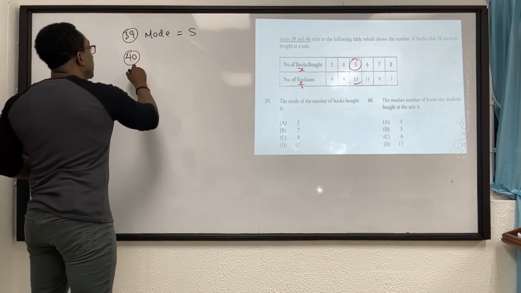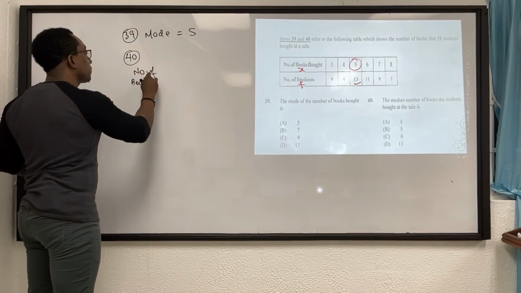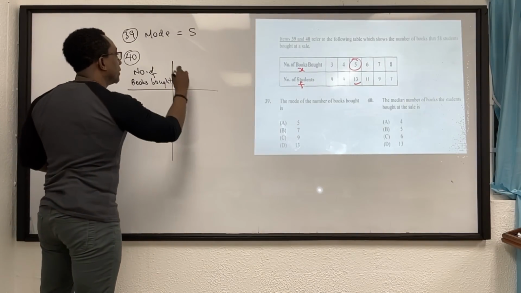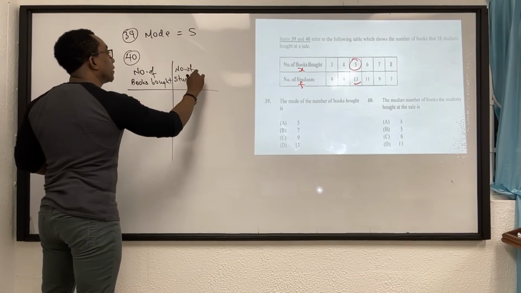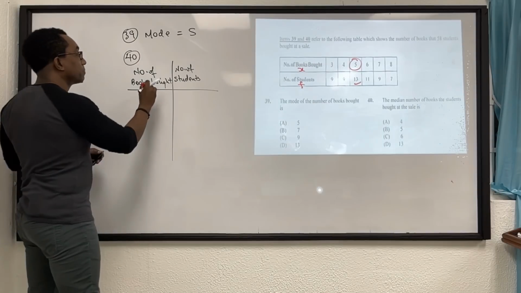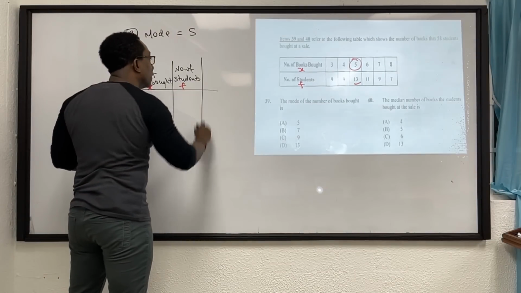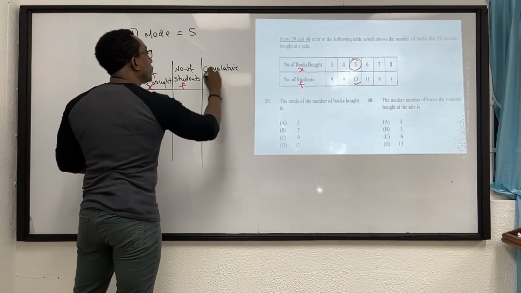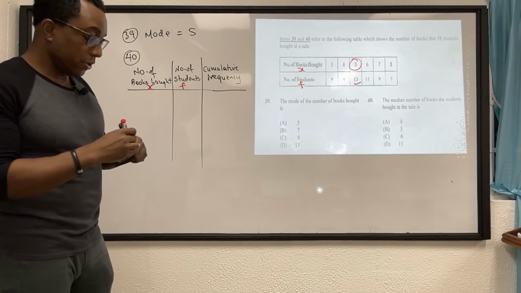So I have here number of books bought. We have number of students. So our number of books bought will be X, number of students will be F, and we're going to include cumulative frequency. So the cumulative frequency is otherwise known as your running total.